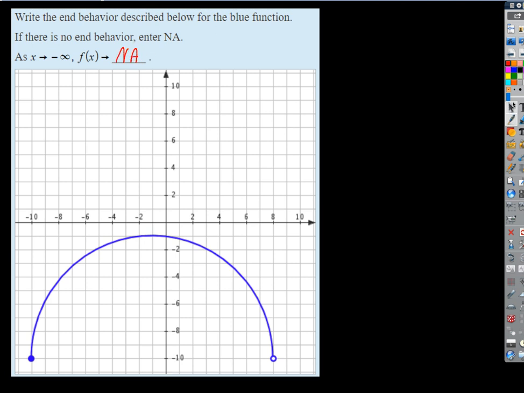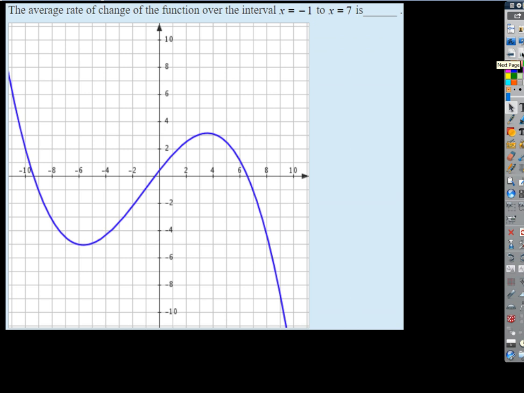Okay? How about this guy, average rate of change? Almost there, a couple more questions. So we're going from negative 1, when x is negative 1, the function has coordinates negative 1, negative 1, right? When x is positive 7, so here's positive 7. Good. It intersects at the point 7, negative 1, right?